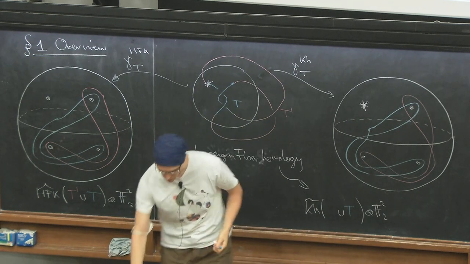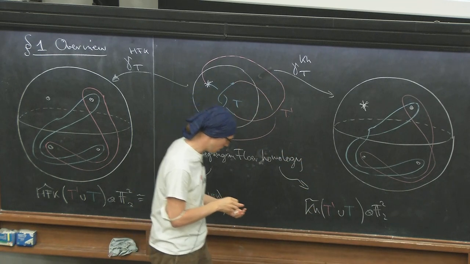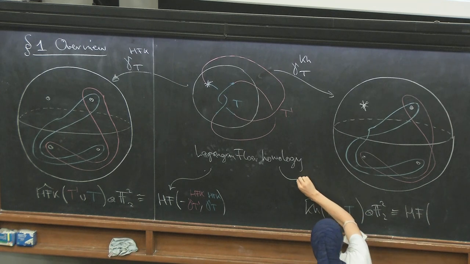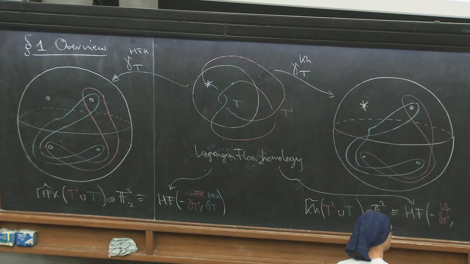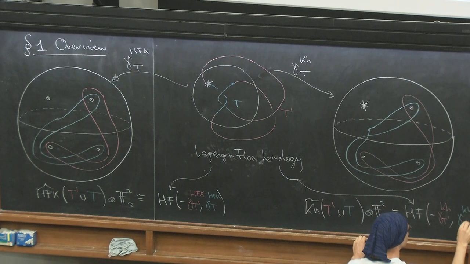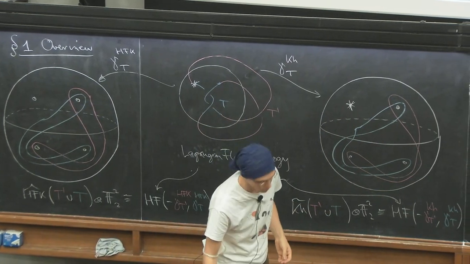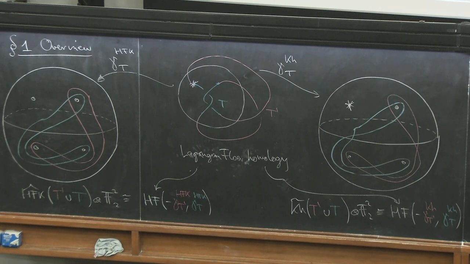So if you want to compute the reduced Khovanov homology of the union of two tangles, T prime and T, we can just compute the Lagrangian Floer homology of the two curves. Now we take the Khovanov curves, of course. Okay, any questions up to this point?